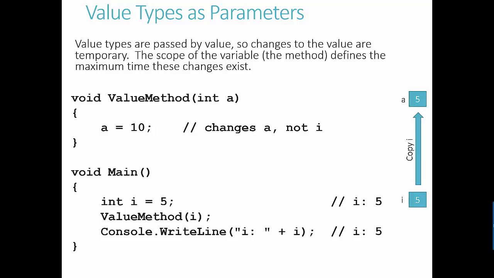In this code, we create an int called i, initialize it to 5, and then pass its value to the value method. In this method, we refer to i's value as a. We attempt to change its value, but only change the copy of i, not the original i.